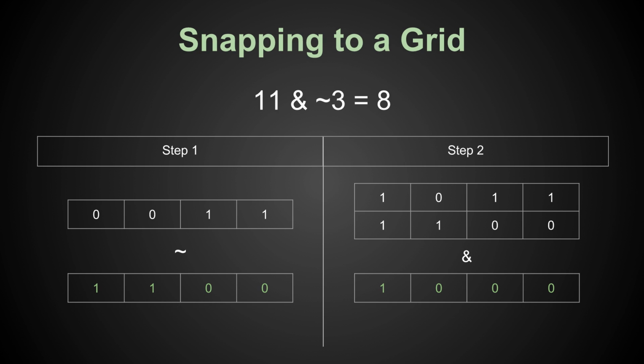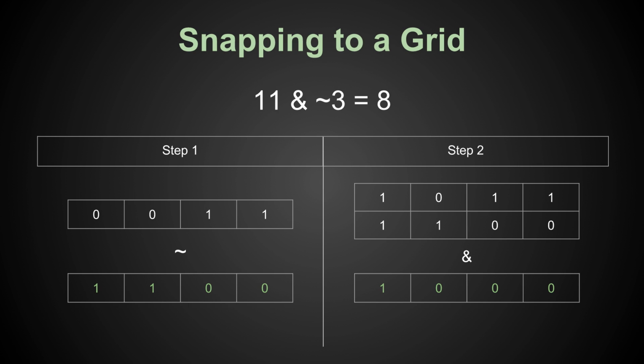Then we go to step 2, which is where we take the number that we got from step 1 and we AND it with our input, which is 11. So we've got 11 right there, and we're ANDing it. You can see when we AND it, we're only left with our final answer right here, which is 1000, the binary value of 8. So we took our 11 and snapped it to position 8, which is, as you can see, if we're snapping to a grid of 4, 11 should snap down to the position 8.